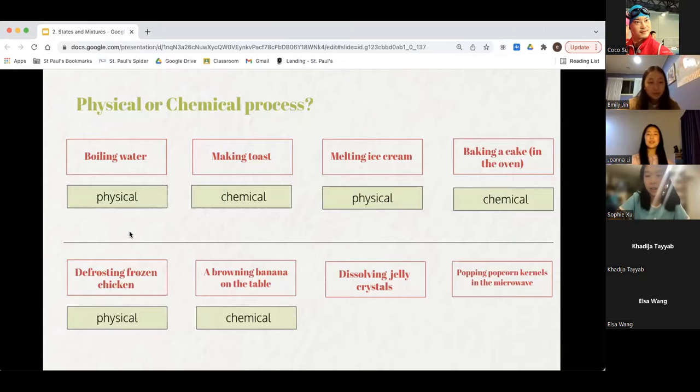So what do we think? What sort of change do we think this is? Should we get people to vote on it? This is quite a tough one. All right, if you think it's chemical, put your hand up if you have your camera on. I think there's a little tool where you can just raise your hand, but I'm not sure. Oh, we're getting some mixed answers. Chemical. Okay.